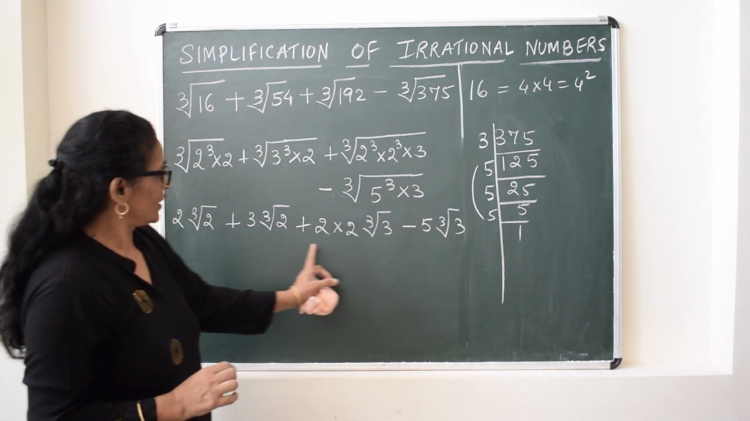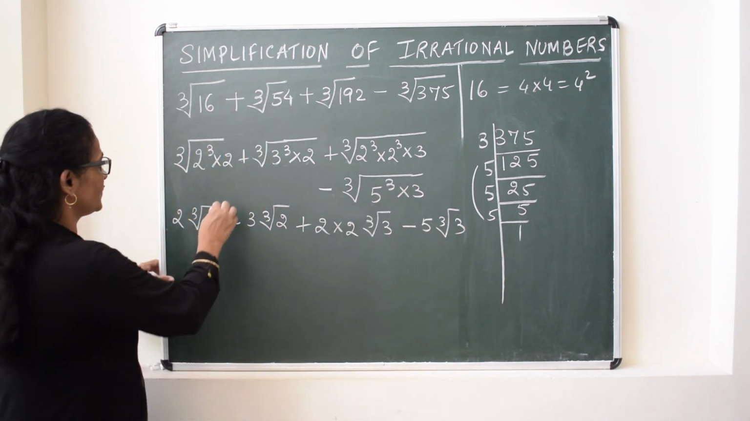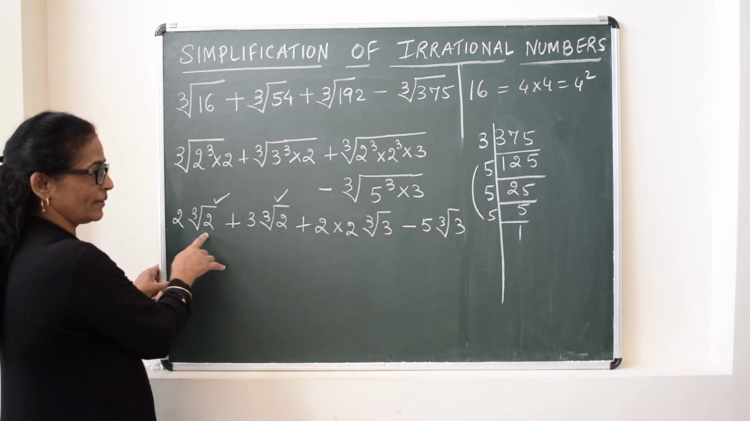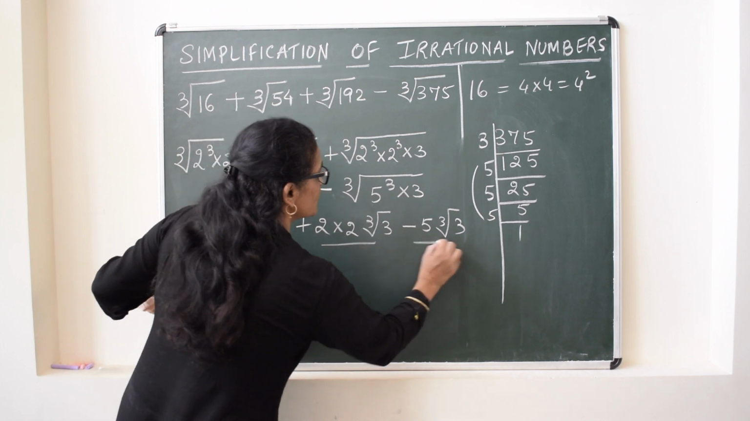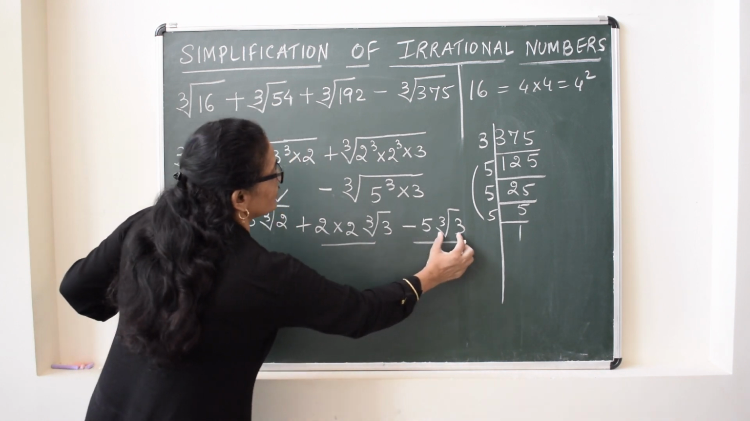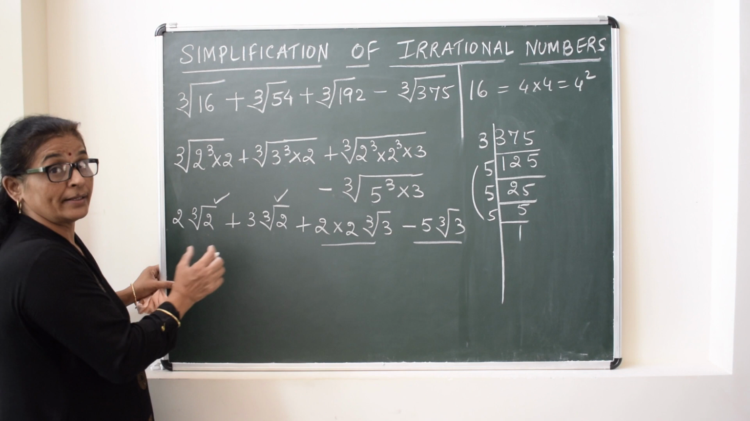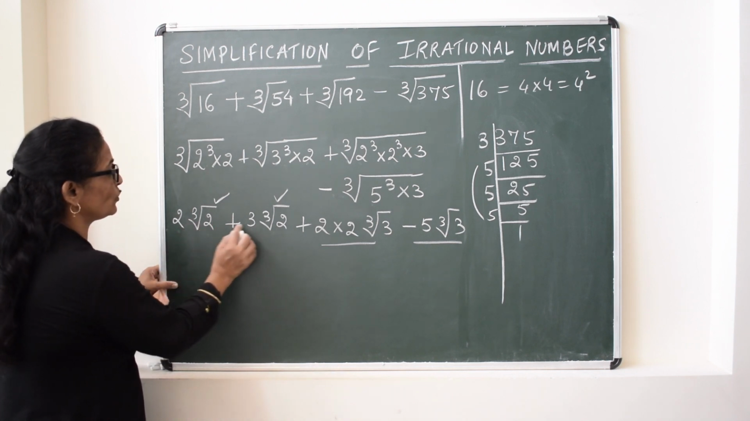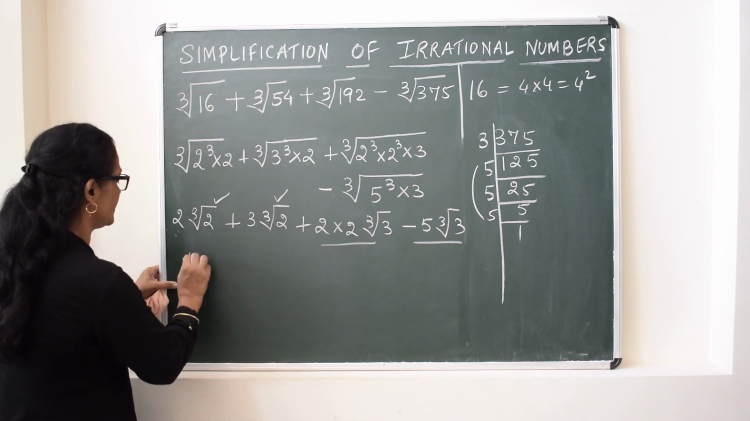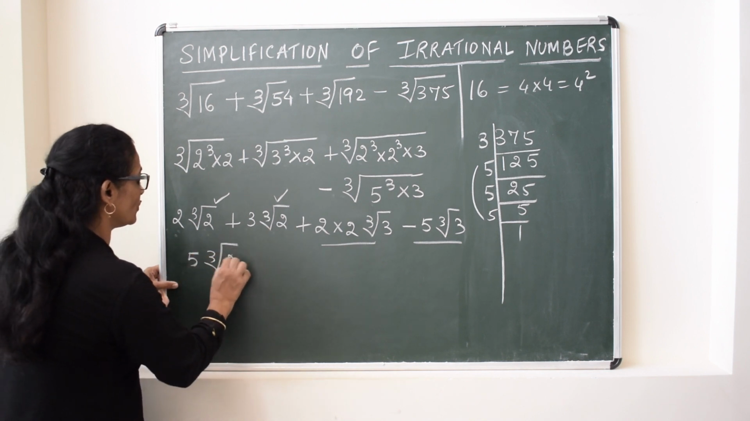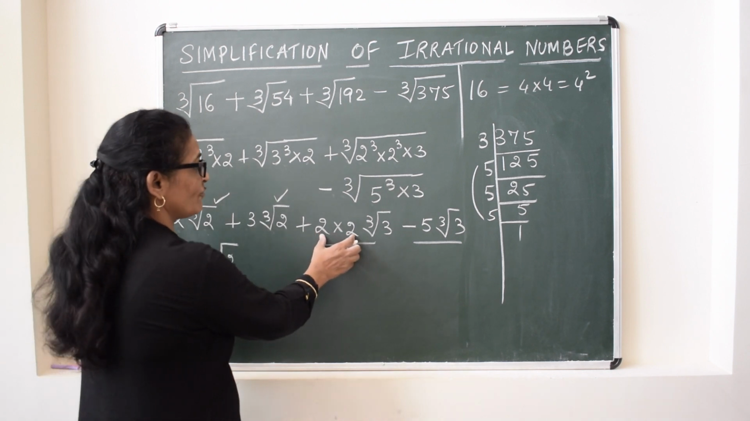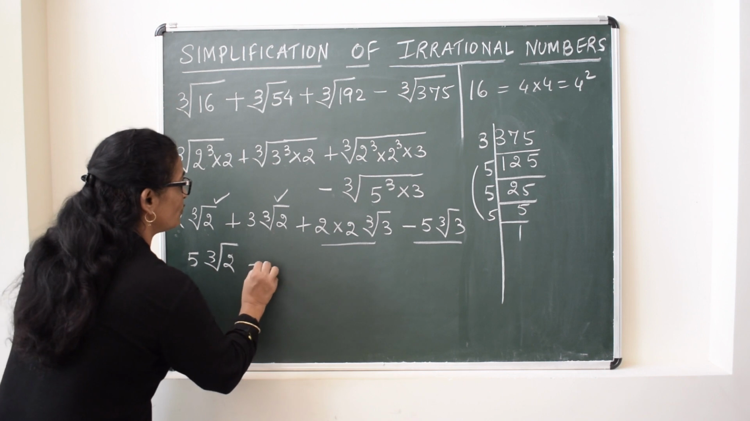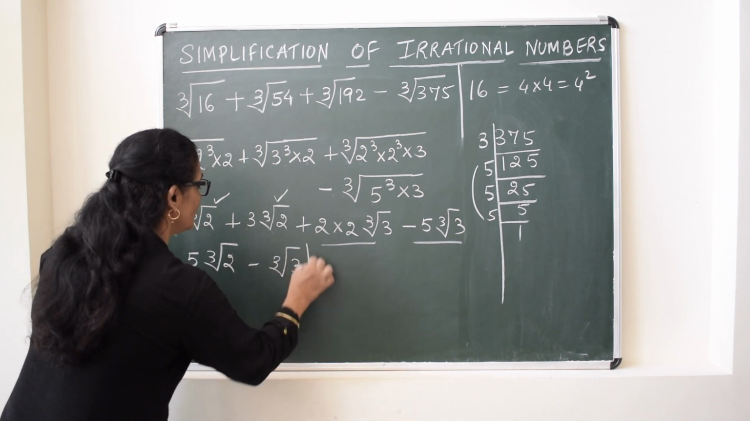Now see, in all these terms, these two terms are like because their irrational factor is the same. And these two terms are the same because their irrational factors are the same. So we will combine in this way that these two, this is 2 cube root of 2 and 3 cube root of 2. So 2 plus 3 is 5 cube root of 2. And here it is 4. 4 minus 5 is minus 1. 1 we don't write, so minus cube root of 3.